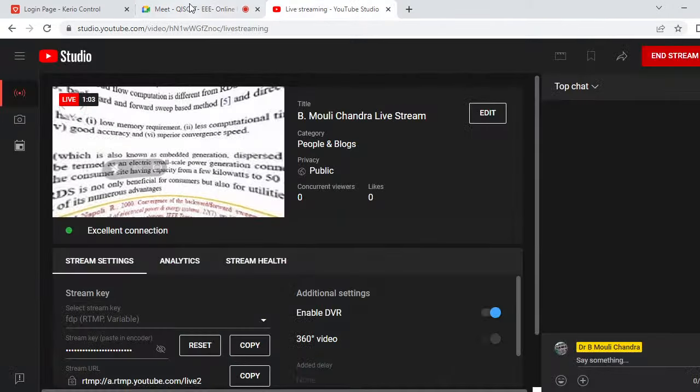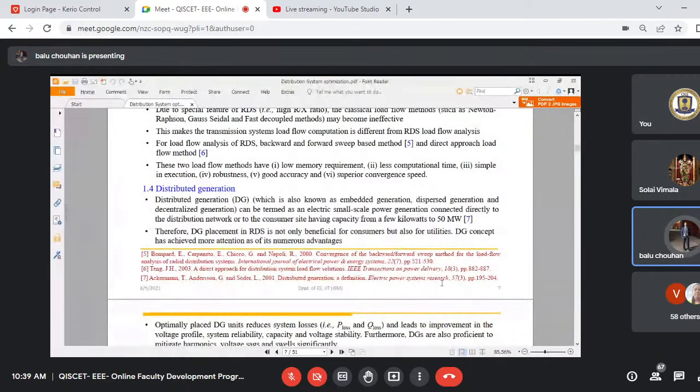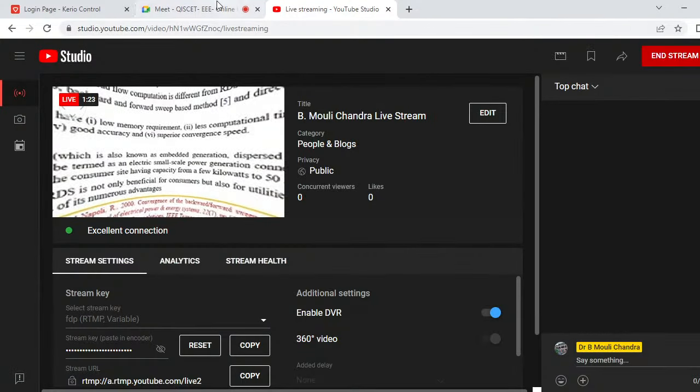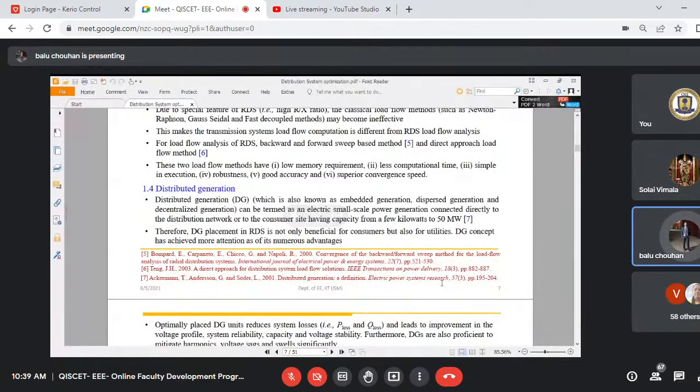Now, what is distributed generation? We generate the power at a particular location rather than at the generating station, where more power is required to compensate the large demand of power at the consumer side. So distributed generation means we generate the power at a particular location where a large load demand exists, and integrate the distributed generator there to compensate that load.